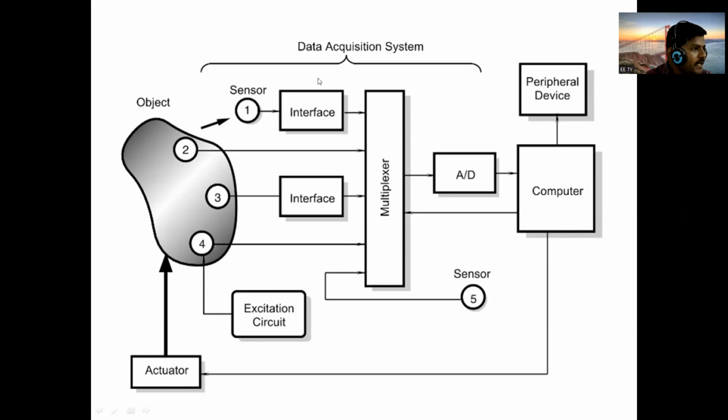The computer will work, and in that situation it will show some messages on the peripheral devices. Peripheral devices are the display, the alarm, or some indicating device. At the same time, the computer will feed a signal to the actuator, and the actuator again acts on that object. So this is the overall process of a data acquisition system and its control devices.